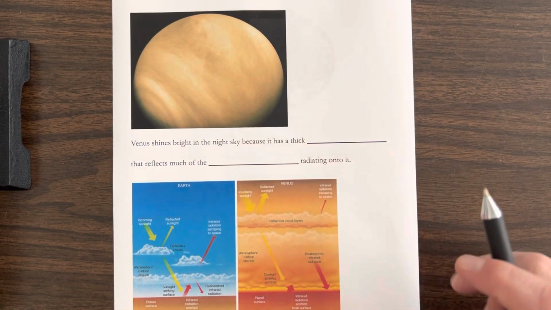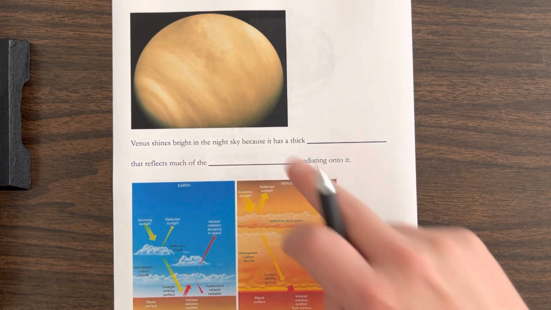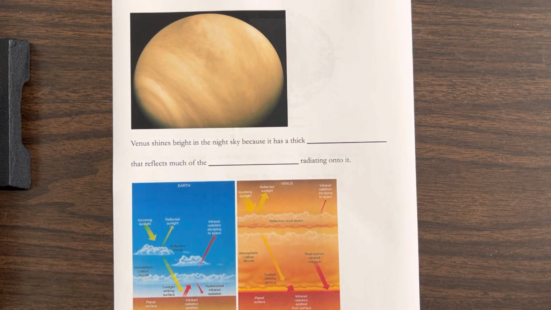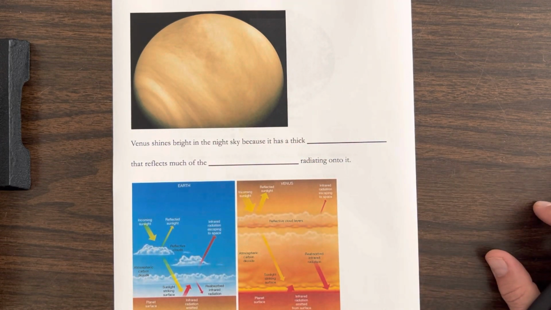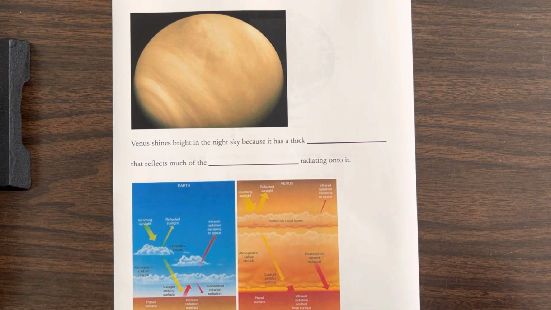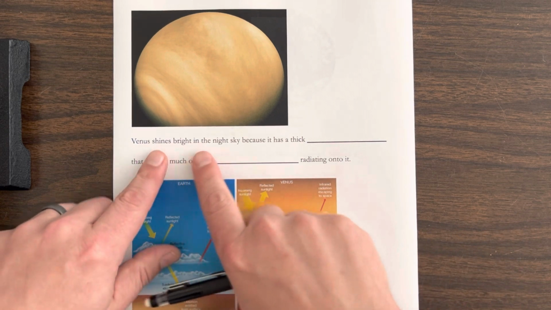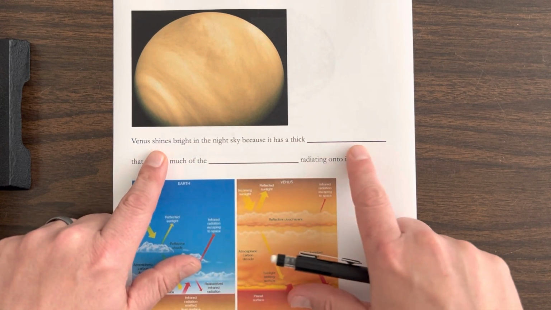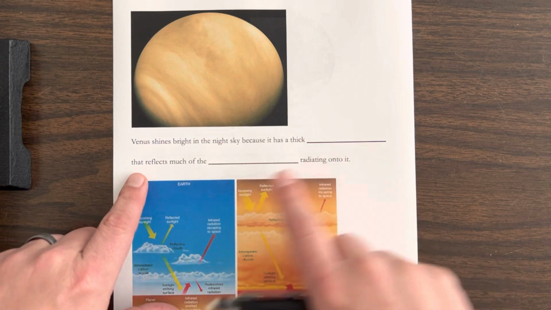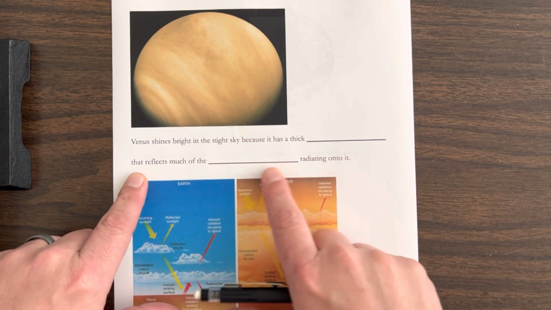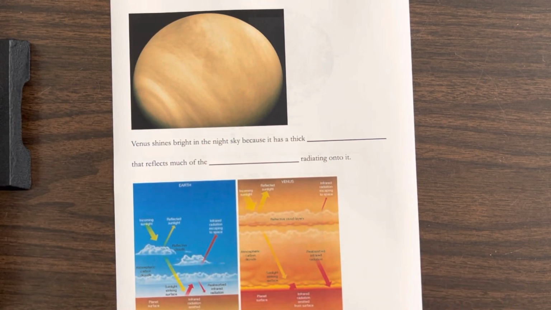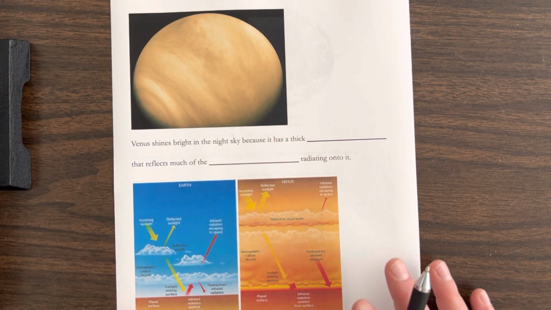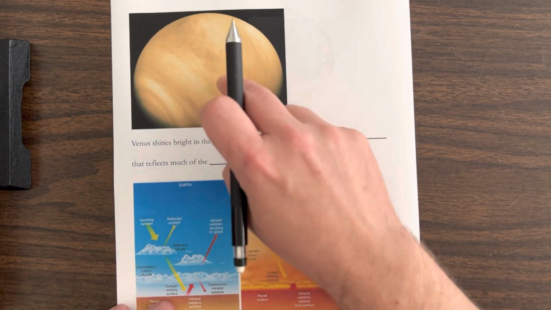All right, let's go to this next page here. And we've got an image of Venus. And what you notice about this image is there's no land features. All you're seeing are clouds in the atmosphere. This is also another kind of unique feature among the rocky planets. Venus shines bright in the night sky because it has a thick atmosphere that reflects much of the sunlight radiating onto it. So sunlight's hitting Venus and reflecting most of that sunlight.